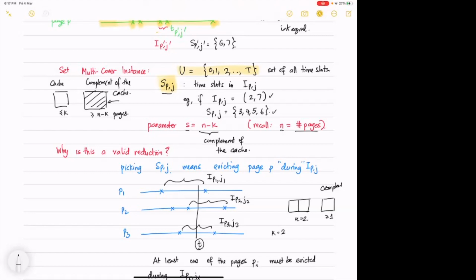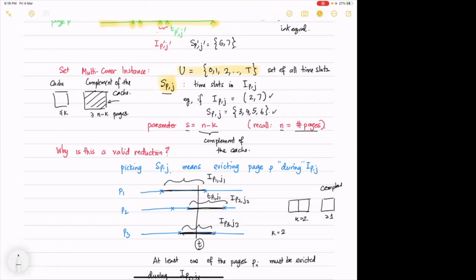So these are the intervals. I have marked these intervals. Let's say this was the j1th access to p1, so this is I p1 j1. This interval is I p2 j2. This interval is I p3 j3, and so on.